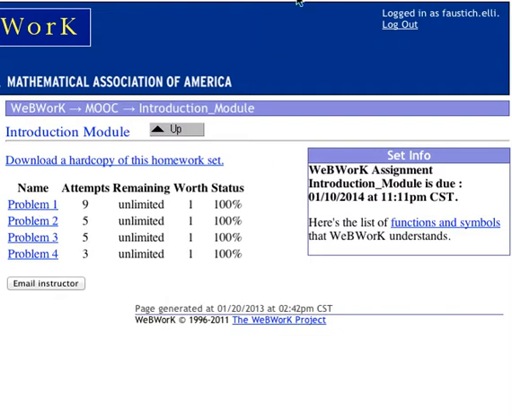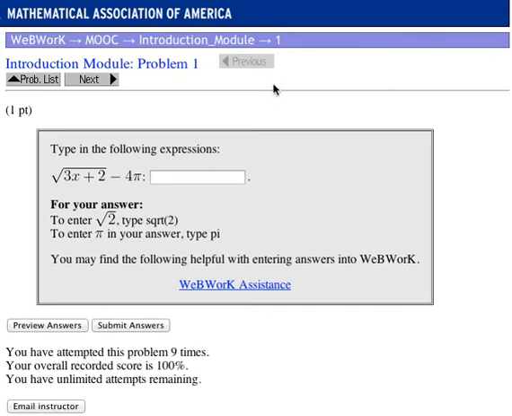Let's look at problem 1. Problem 1 asks me to type in the following expression: the square root of 3x plus 2, minus 4 pi. Notice that I have some hints here about how to type in square root, how to type in pi. I could also preview my answer and submit my answer. We'll look at that. And I see how many times I've attempted this problem, what my score is recorded, and again, that I have unlimited number of attempts.